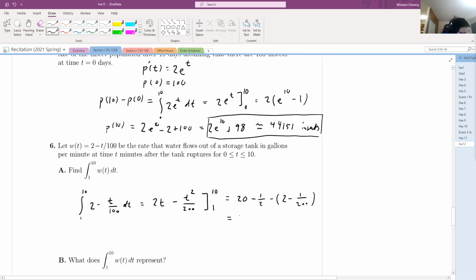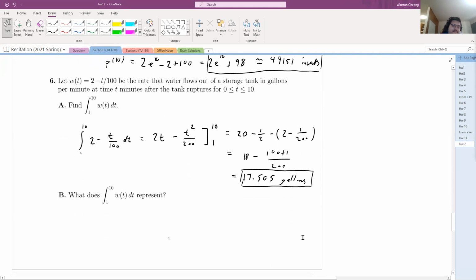Okay, well, it doesn't look very nice. You could at least do this much mentally. So 100 plus 1 over 200, just by combining the fractions. But to get a decimal approximation, you might need to use a calculator for that. And so you get 17.505 gallons.